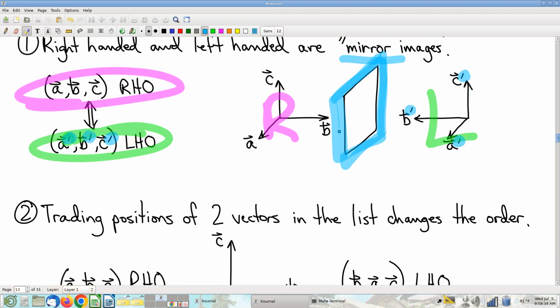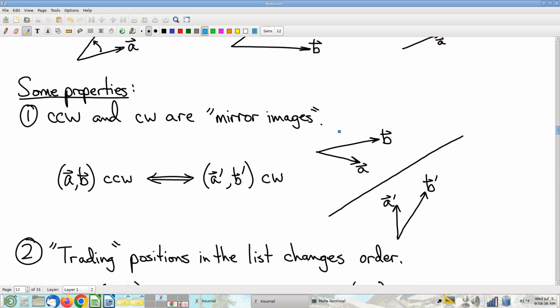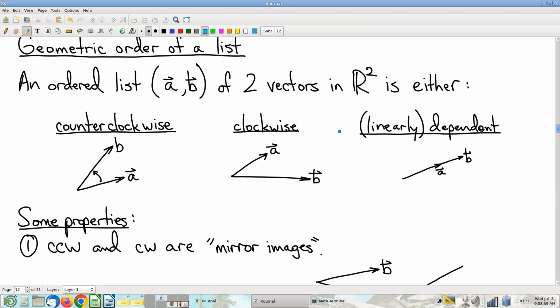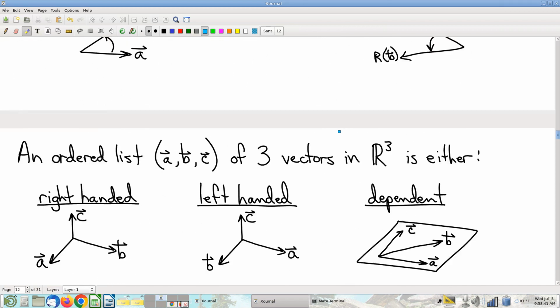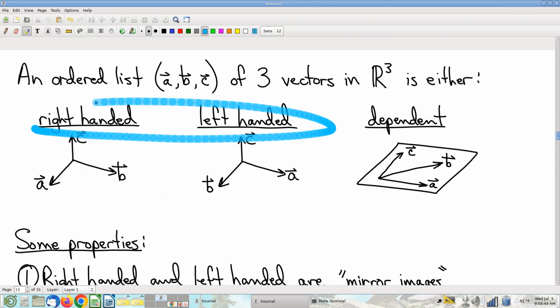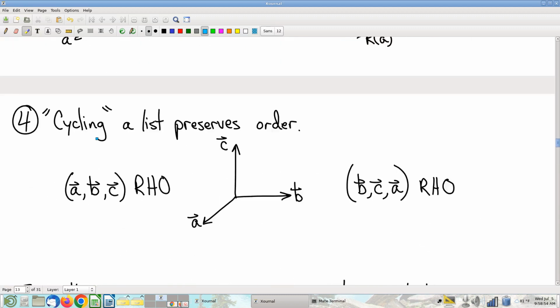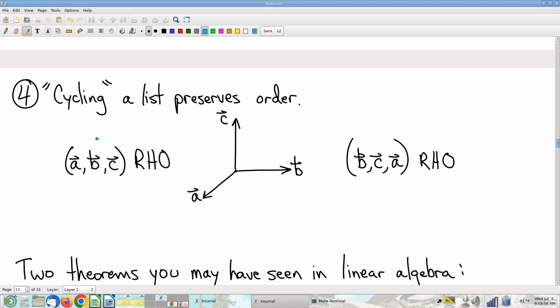So these first three properties are the exact same three features that we saw for clockwise, counterclockwise. As such, right-handed and left-handed, you really can and should think of this as a three-dimensional version of clockwise versus counterclockwise. Okay. All right, now there is a fourth property I'm going to talk about. There isn't really a two-dimensional version of this, distinct from one that we've already mentioned. But if you have a list of three, you can talk about doing what's called cycling. So cycling means that everything moves over by one.